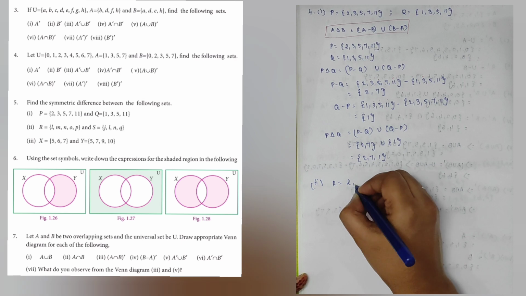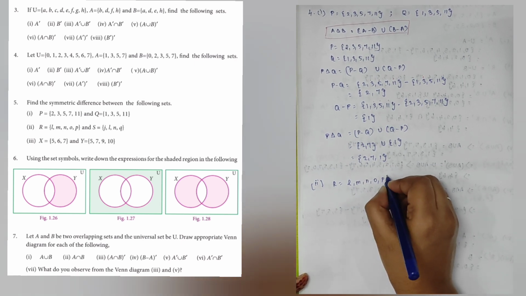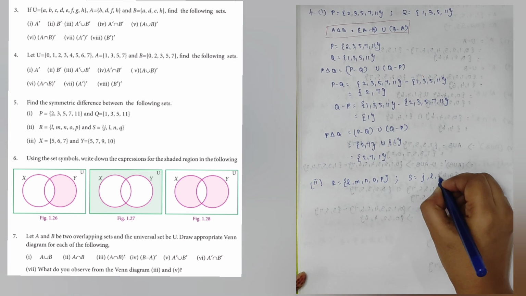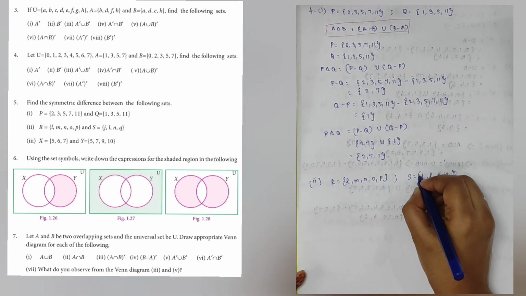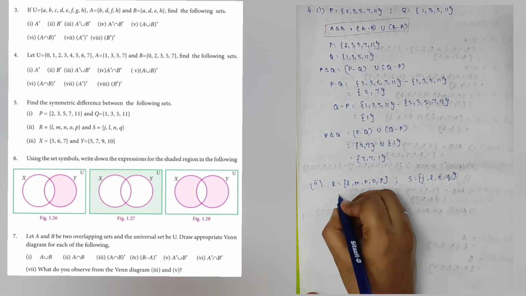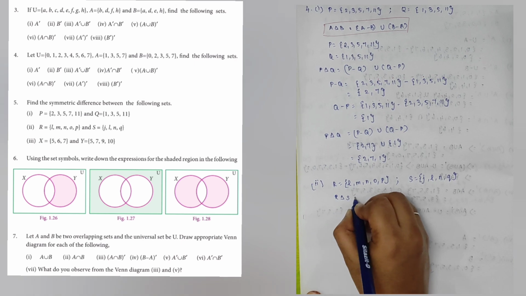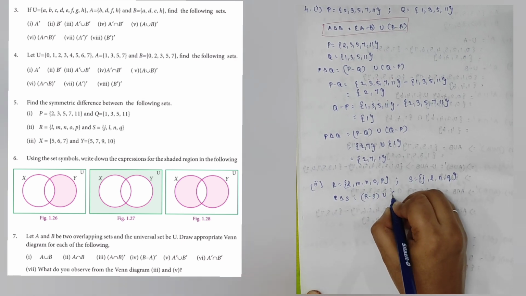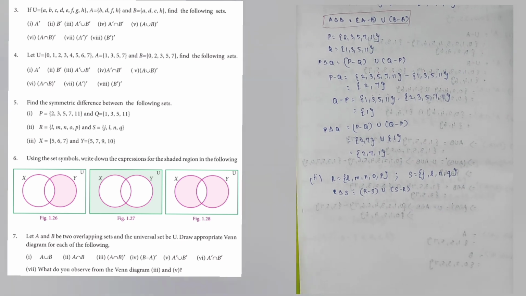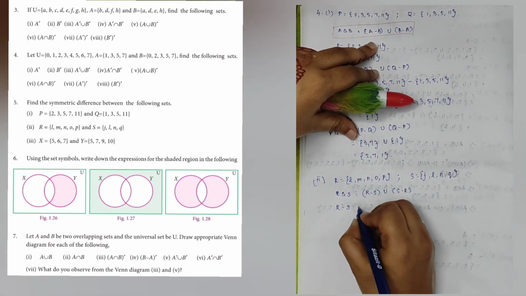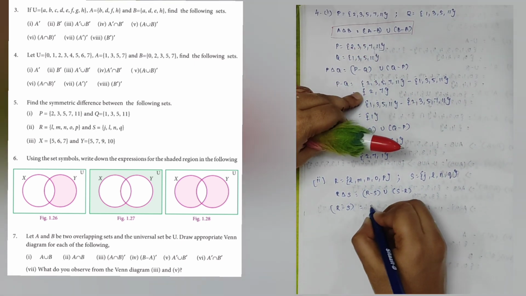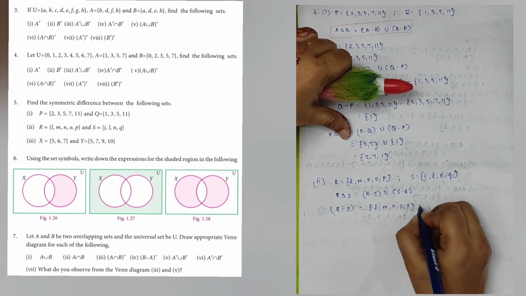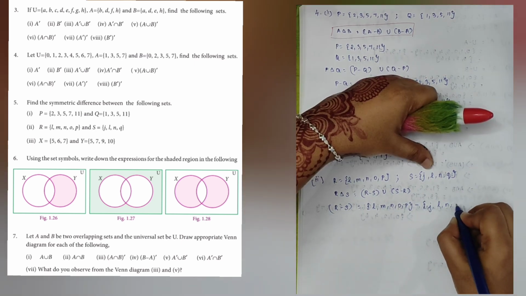R is equal to L, M, N, O, P and S is equal to J, L, N, Q. Okay. So R delta S is equal to R minus S union S minus R. So first let's find it for R minus S. That is equal to L, M, N, O, P minus J, L, N, Q.